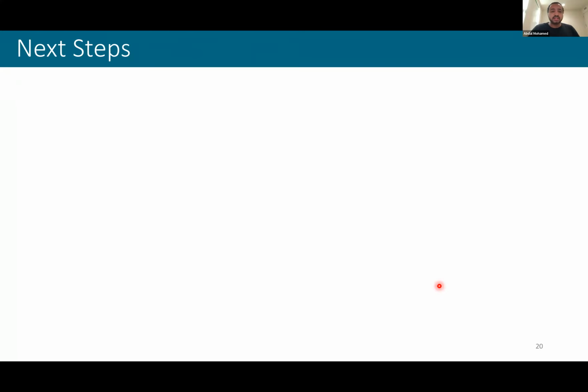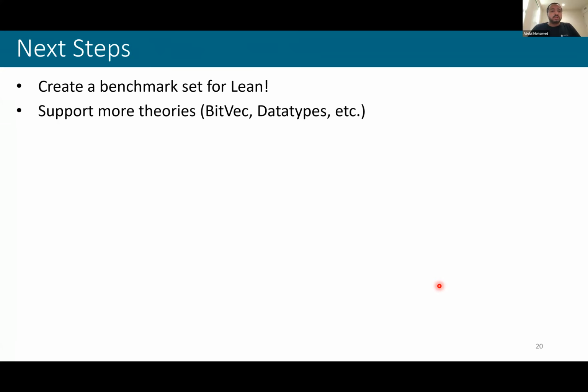So with that said, now we can talk about next steps. Our first goal is to create a benchmark set for Lean to evaluate our tactic and other tactics, including something like Duper and any other ATP tactic available in Lean. We also want to support more theories. We have some very experimental support for bit vectors. However, we would like to extend that and support other theories like data types and etc.